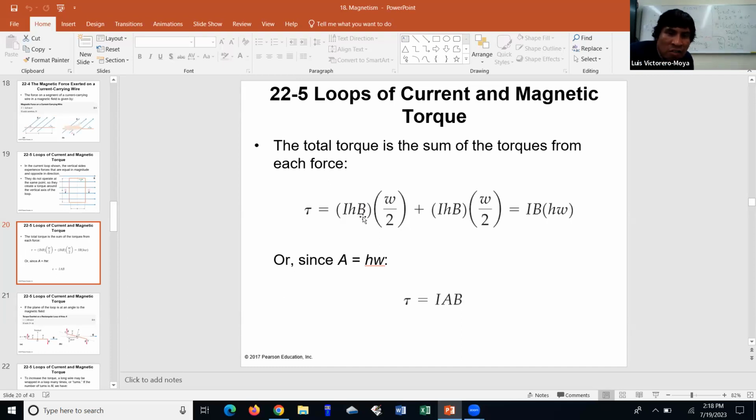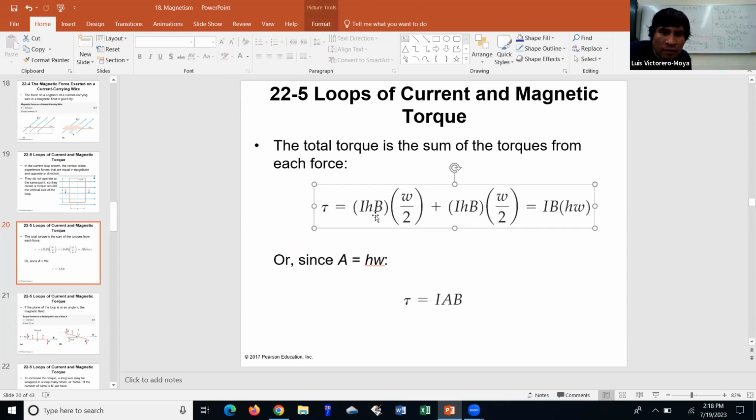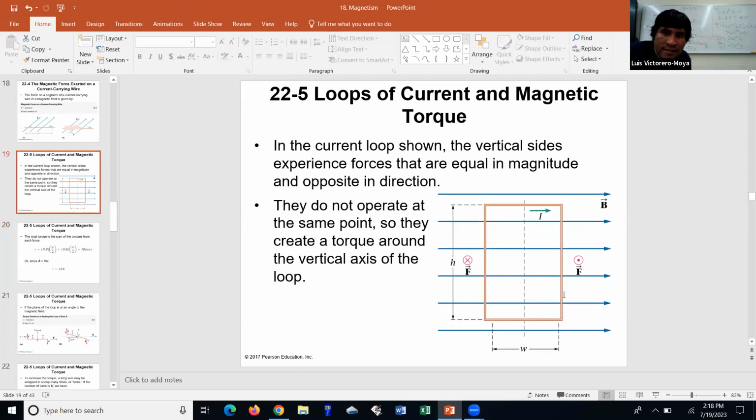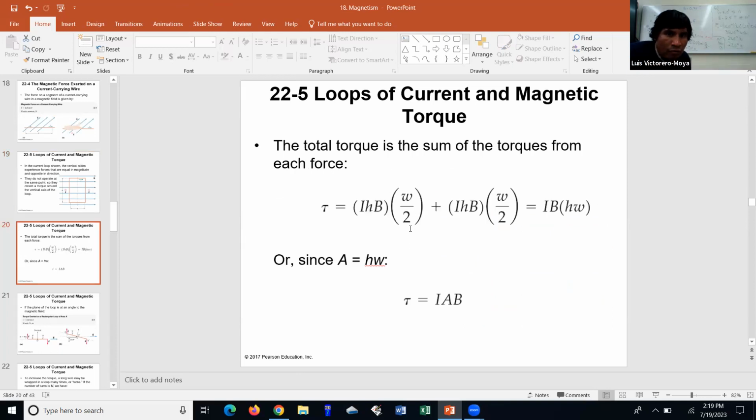I H B. Where does the I H B come from? That's the force. I L B, but now instead of L, it is H. Why is there no sine of theta? Because theta is 90 degrees, right? Look at this. What's the angle between this side and the magnetic field? 90 degrees here, 90 degrees here, sine of 90 is 1. So that's the force times the distance, W half. Well, there are two forces. So there you are.